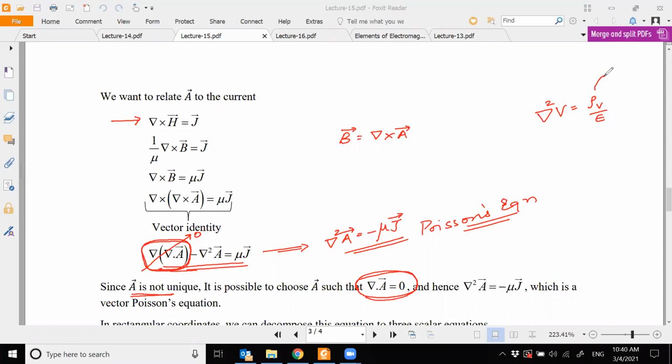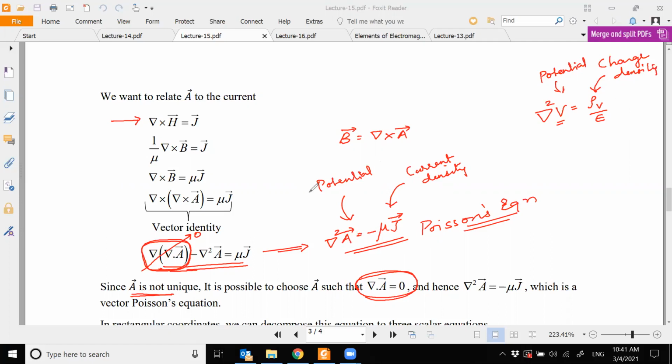So here for electrostatics, the source was our charge or the charge density, which is on the right hand side. And on the left hand side, we had our potential. So here also the source is our current density, and the left hand side is our potential. So this is the Poisson's equation. Of course, this is in vector form. This is in scalar form.